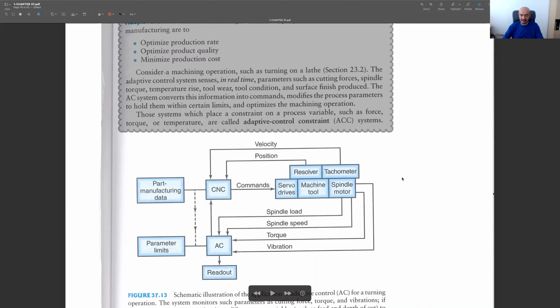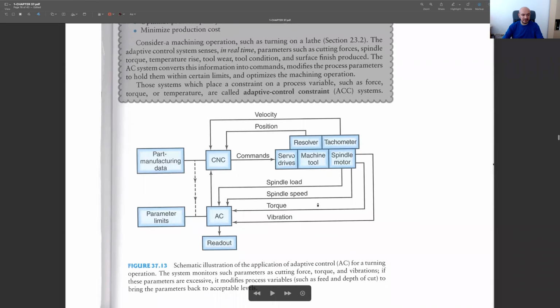It's a nice figure, actually, summarizing an example adaptive control system. So this is the part of the machine here. And this is our written G code. And we have the computer here. The computer reads this data, interprets it, and transfers the commands to the various components of the machine, like drives, tools, spindle motors. And on the machine, we have some sensors. For instance, we have a sensor for the position, for velocity. They're all fed to the CNC controller.